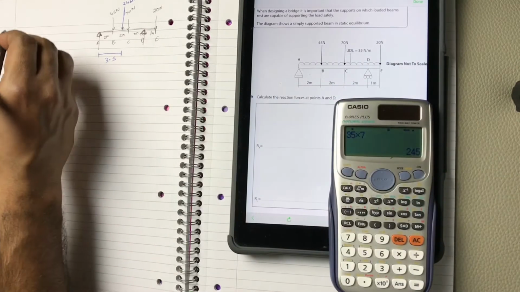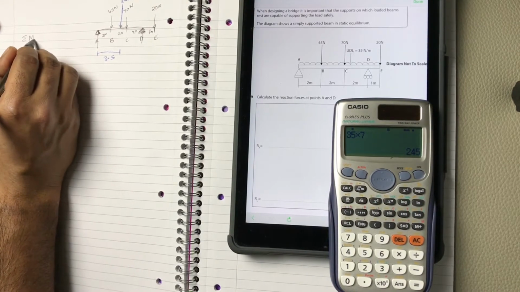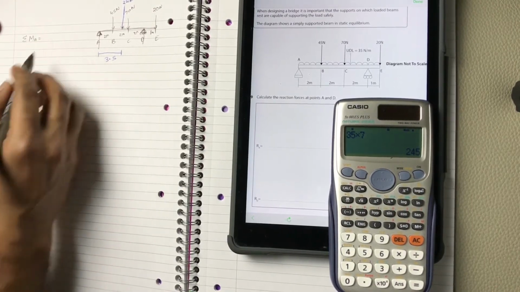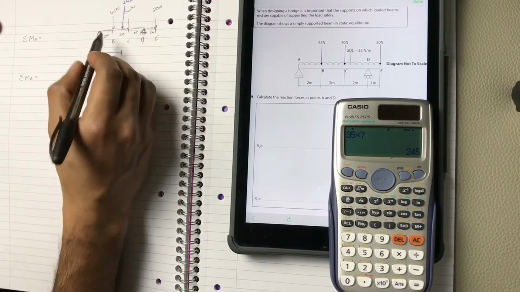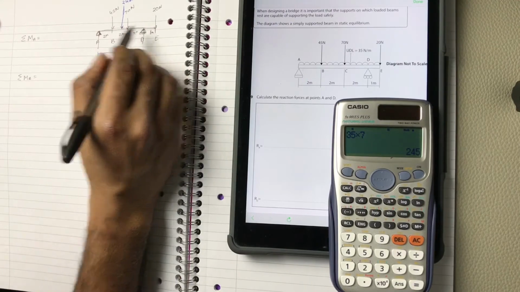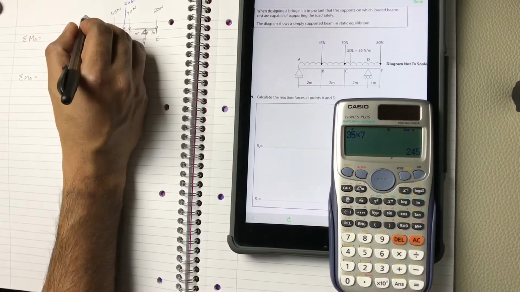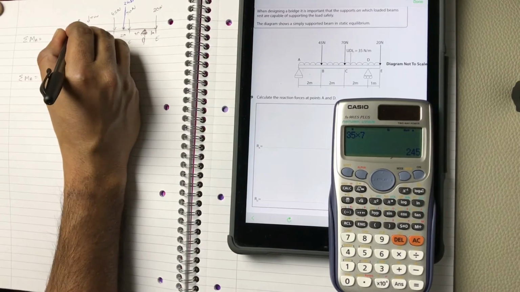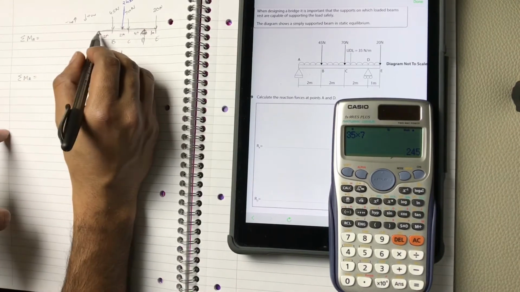Now, the sum of all moments about point A will be equal to, I'm going to write it here because this space will not be enough, the sum of all moments about point A will be equal to the forces multiplied by their distances. Before I solve this problem, I have to assign a sign convention. Any force going downwards will be positive, and hence upwards will be negative.